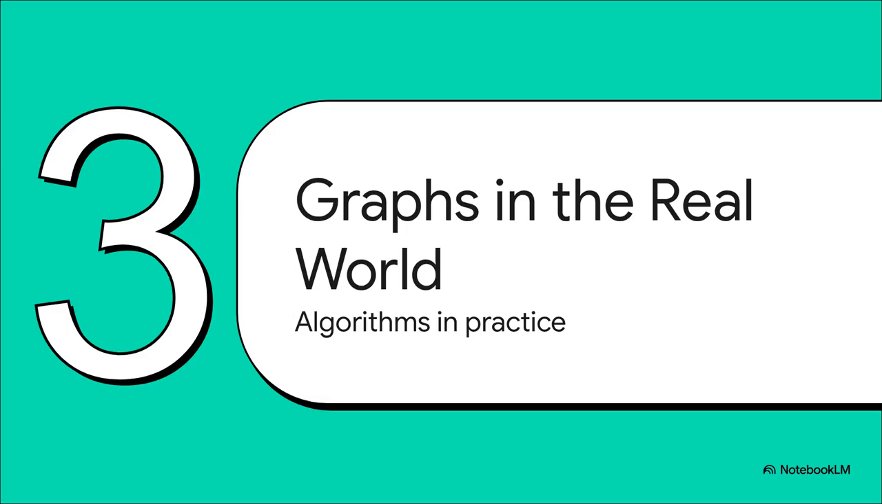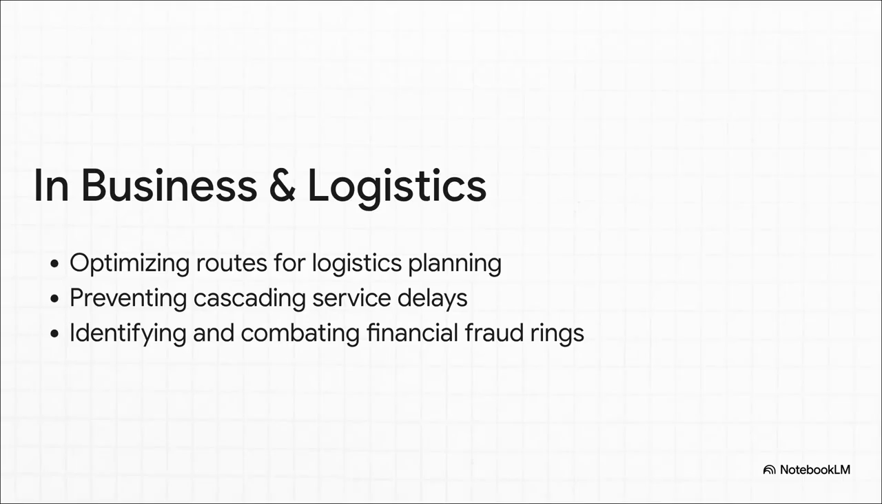It's cool, right? But now let's look at where these algorithms are absolutely changing the game out in the real world. In business and logistics, it is a total revolution. Delivery companies are using pathfinding to slash their fuel costs. Airlines use centrality to model their flight networks and stop those frustrating ripple effect delays. And banks, they're using community detection to spot these complex fraud rings that would be totally invisible otherwise.